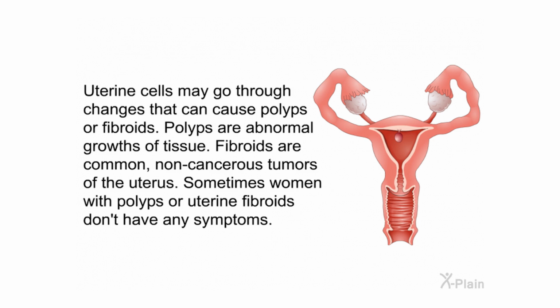Uterine cells may go through changes that can cause polyps or fibroids. Polyps are abnormal growths of tissue. Fibroids are common, non-cancerous tumors of the uterus. Sometimes women with polyps or uterine fibroids don't have any symptoms.